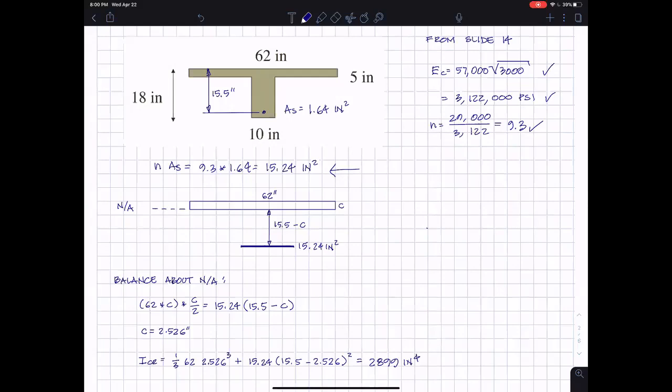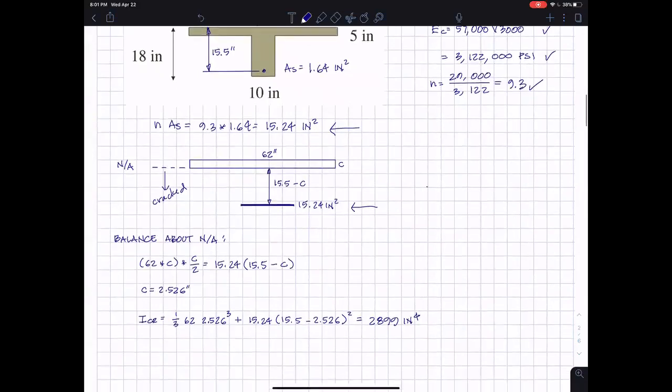And if you remember, we assume everything below the neutral axis is cracked. We're saying 0 tensile strength. And so you have concrete above the neutral axis on the unknown distance c. And you have this steel below the neutral axis, which is equivalent to 15.24 square inches of concrete. The distance to the steel is h minus 2.5, so 15.5 inches. And if the neutral axis is at a distance c, from the neutral axis to the steel is 15.5 minus c. And to solve for c, you just balance about the neutral axis.